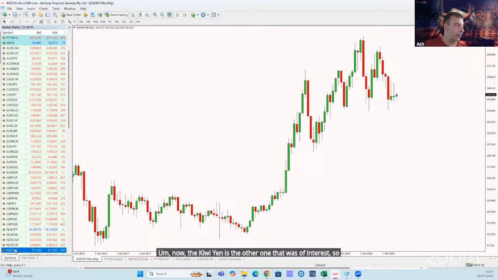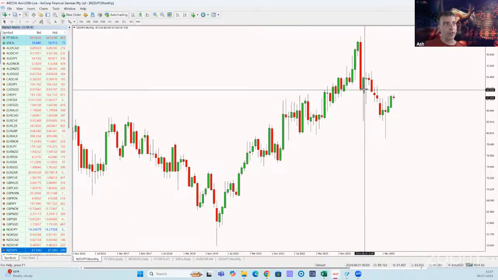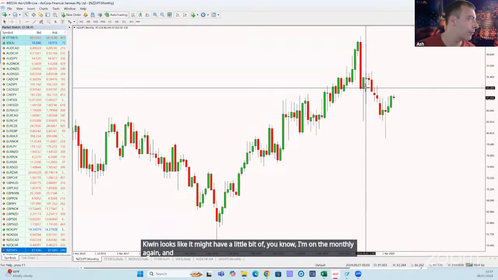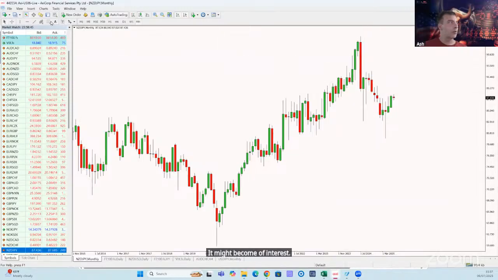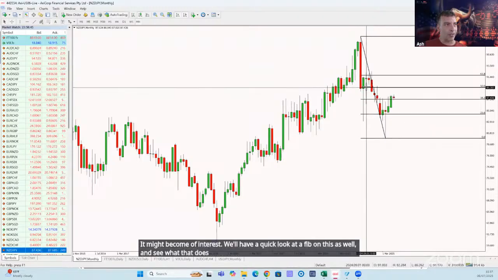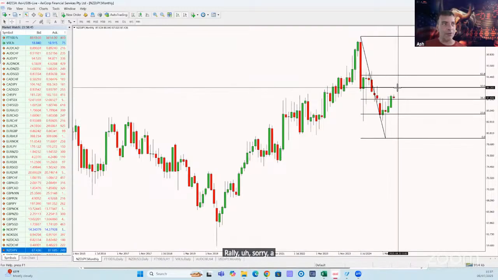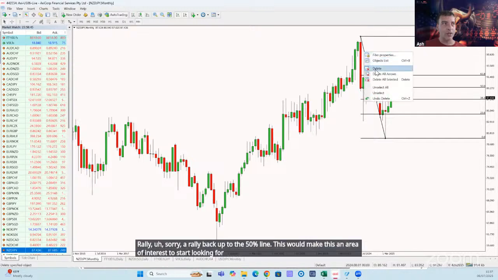So let's have a quick look at that as well. I'm on the monthly again, and the Kiwi yen looks something around about the 89 level. It might become of interest. We'll have a quick look at a fib on this as well and see what that does. And that does bring this fib out at 50%. So a rally back up to the 50% line would make this an area of interest to start looking for shorts in the Kiwi yen.